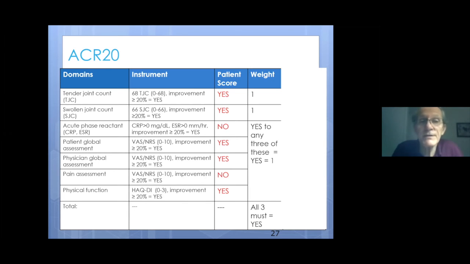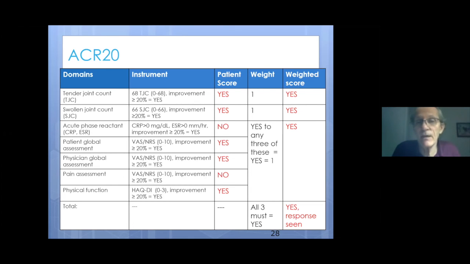The weights for this: if you have a tender joint count, the weight is given as 1; the swollen joint count, the weight is given as 1. The other 5 domains are considered as a group, and at least 3 of the 5 have to receive a yes in order to get a weight of 1. All 3 of these weights need to be 1, indicating a yes for the ACR 20.